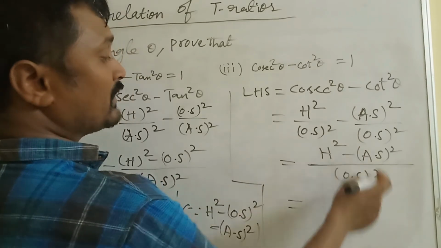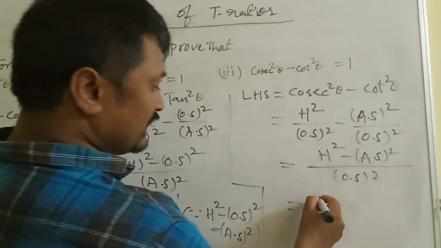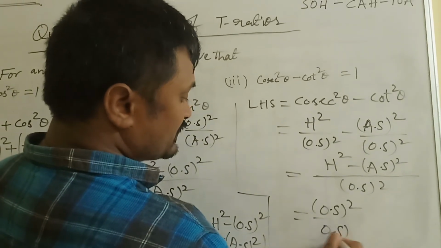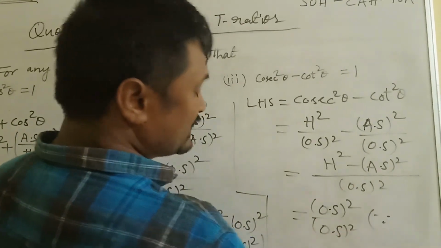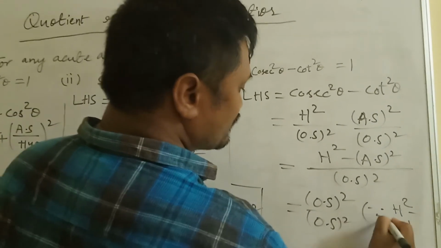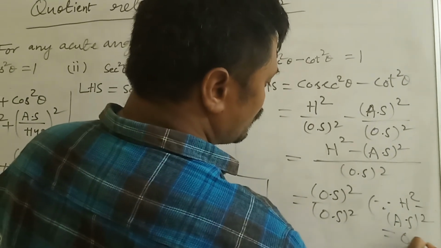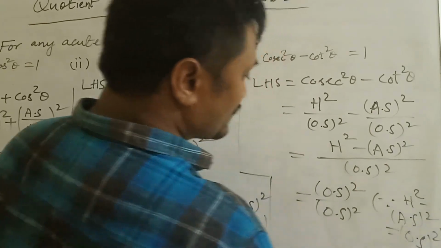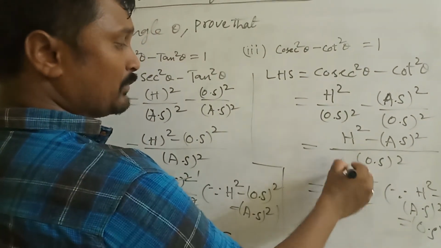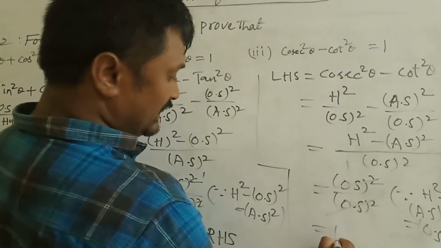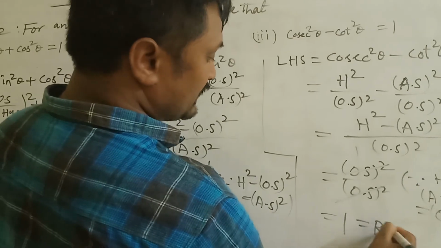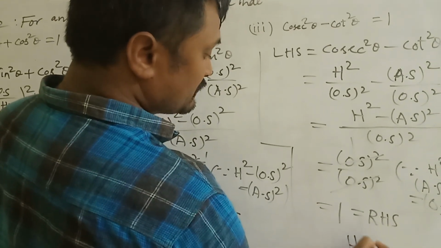Now what is hypo square minus adjacent side square? Nothing but opposite side square upon opposite side square, since hypo square minus adjacent side square is equal to opposite side square. So from this the opposite side squares cancel, and we get 1, that is nothing but your RHS. Hence it is true.